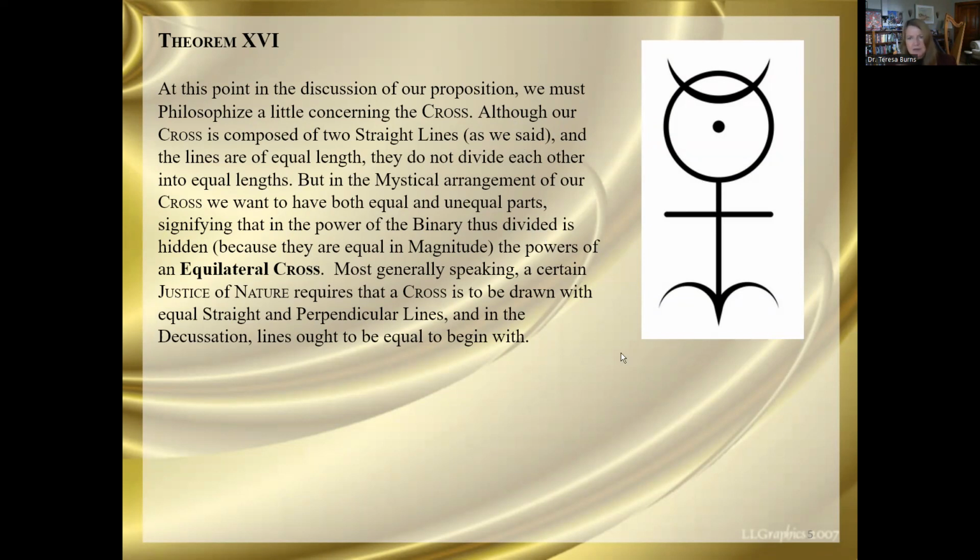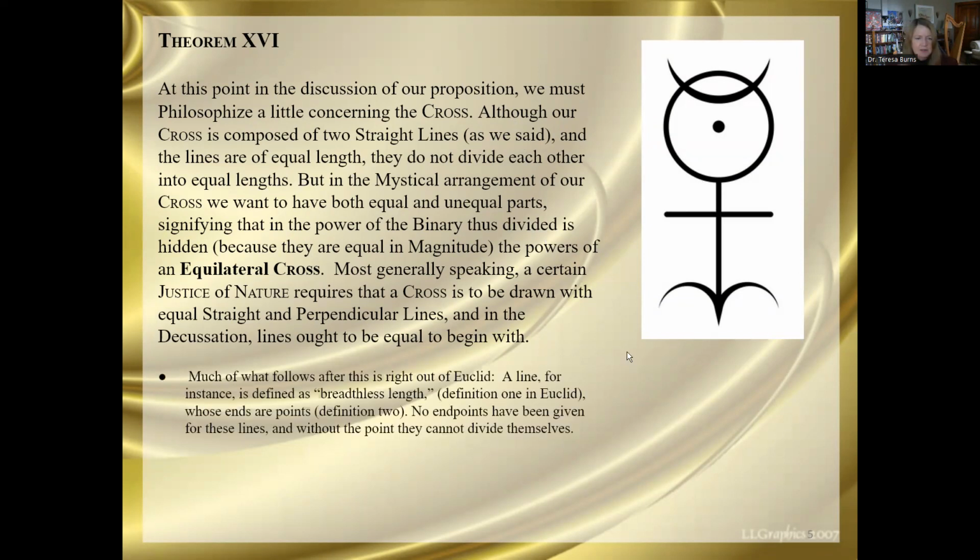Well, that's because they're supposed to be lines which would have infinite lengths. And in Euclid, a line is defined as a breadthless length. That's the first definition in Euclid. And its ends are points. That's the second definition in Euclid. So since Dee hasn't given you endpoints for these lines, they can't divide themselves. That's all he means by that sentence.